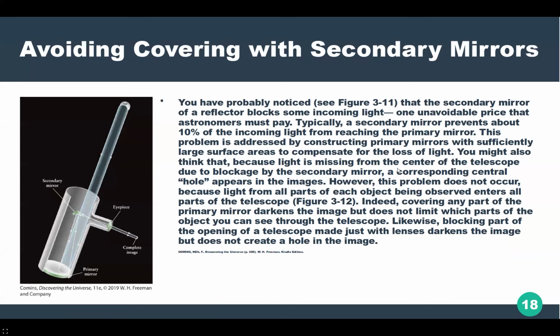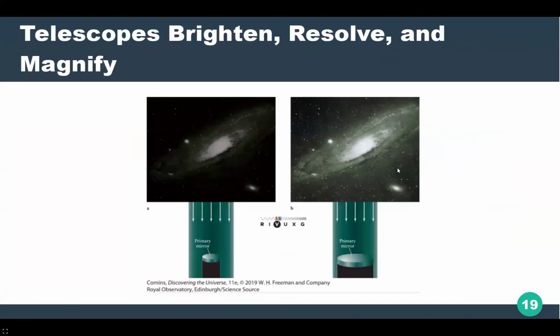However, this problem does not occur because light from all parts of each object being observed enters all parts of the telescope. Indeed, covering any part of the primary mirror darkens the image but does not limit which parts of the object you can see through the telescope. Likewise, blocking part of the opening of a telescope made just with lenses darkens the image but does not create a hole in the image.